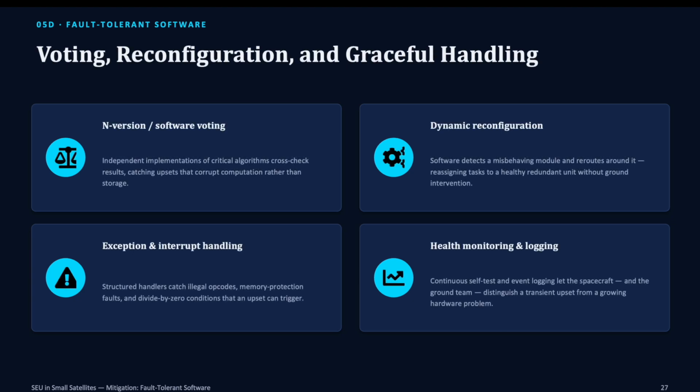Voting is what the software is doing in the hardware. When we talked about triple modular redundancy earlier within hardware, voting, reconfiguration, and handling is basically what the software is doing at the software level. It reroutes around bad modules without ground contact, and health monitoring is then what lets engineers later prove whether a fault was an SEU or a hardware failure.